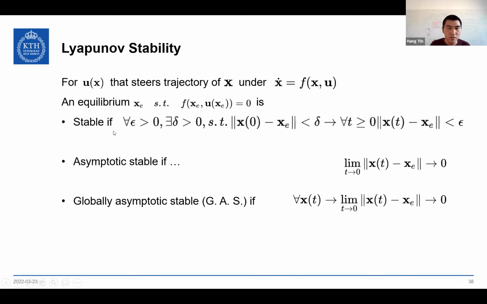Don't be scared by this kind of math. It's not as crazy as it looks. Basically, to say that you have some kind of equilibrium, and if I'm starting with a position close enough to this equilibrium, I can somehow guarantee that all of my trajectories are within some kind of ball surrounding this equilibrium. This is, I would say, the loosest definition of stability.